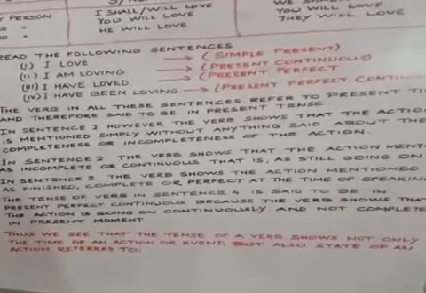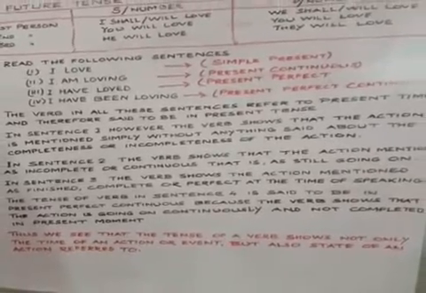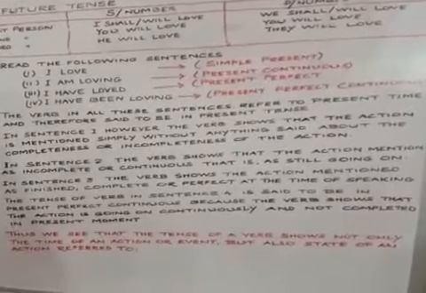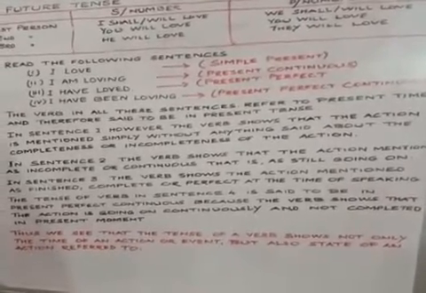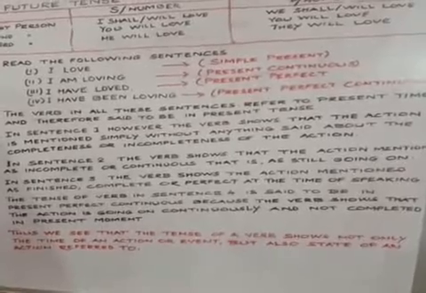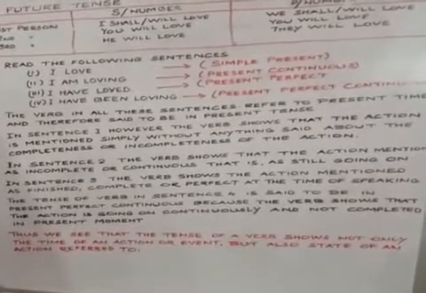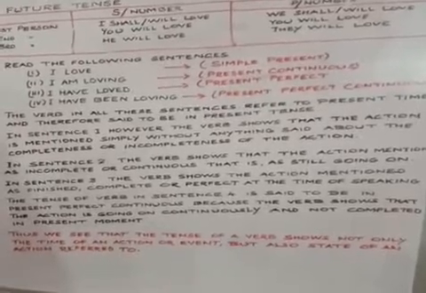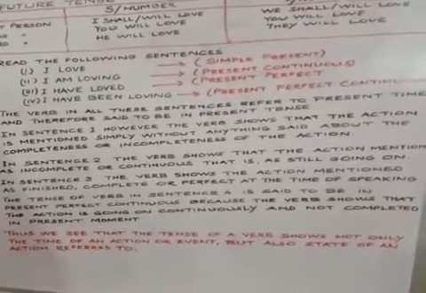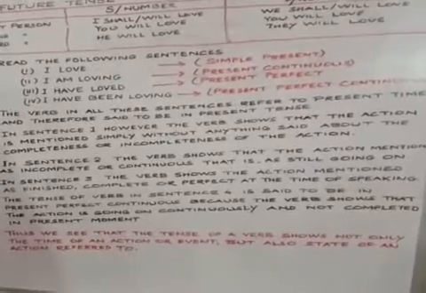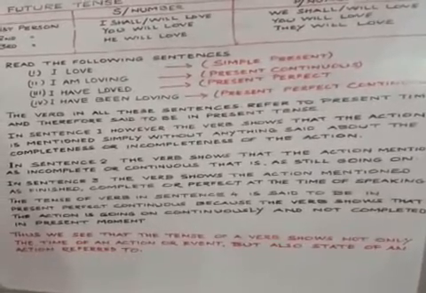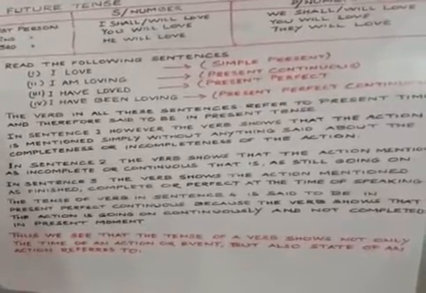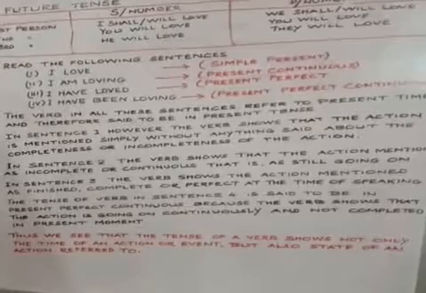In sentence 2, the verb shows that the action mentioned is incomplete or continuous, that is, as still going on. I am loving, present continuous. See this sentence, I am loving, the action mentioned is incomplete, and it shows that it is going on, it is carrying on. And therefore, it is present continuous.